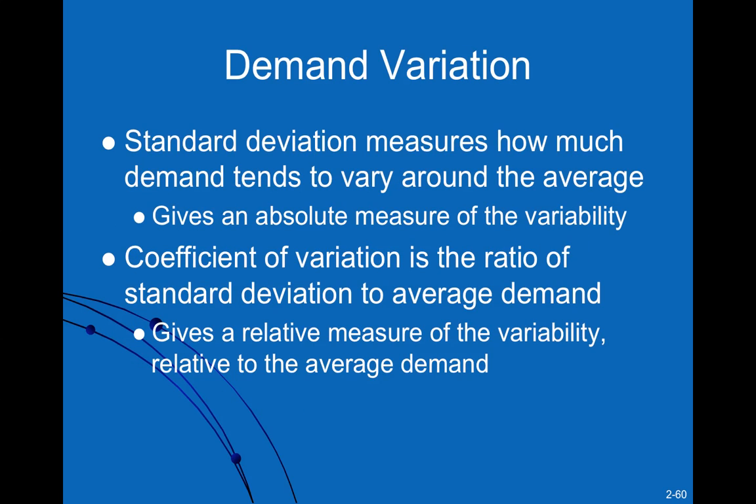So we use standard deviation measures to get a sense of the variability of the demand pattern. And the coefficient of variation, which you may remember from statistics, is another measure that allows us to express the standard deviation as a fraction of the average demand. Those measures are useful to give us a sense of the variability, or relative variability, particularly if you're comparing different product types.